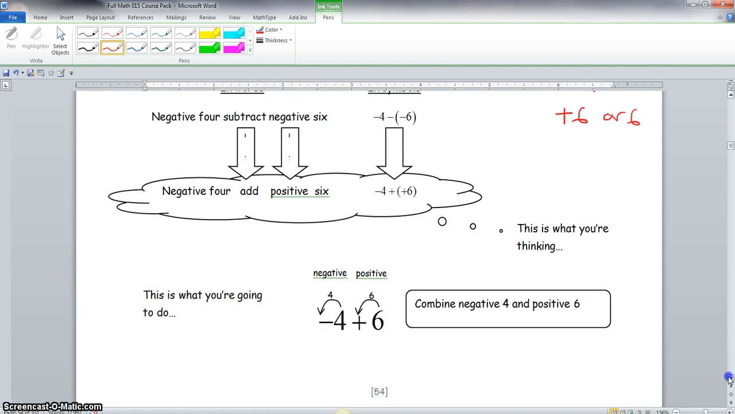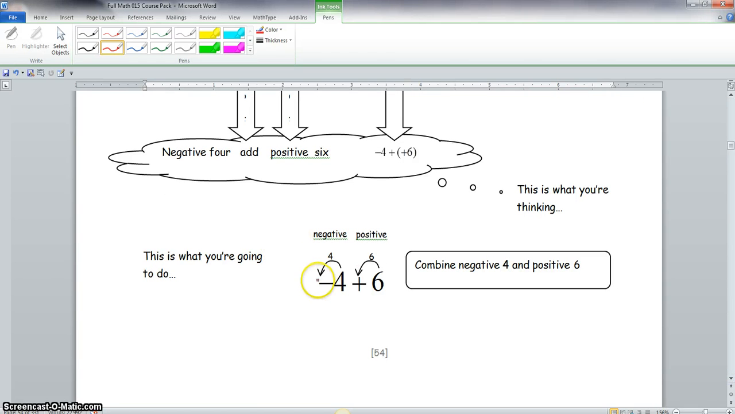So now we want to combine those values. We will add negative 4 plus 6. We know we would do regular subtraction. 4 from 6 we know gives us 2. And since positive 6 is further away from 0 than negative 4, our final answer here would just be 2.